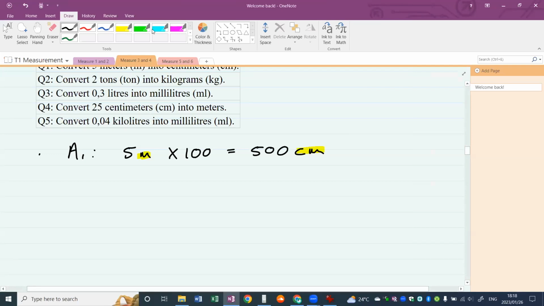Let's have a look at the second question over here. So we need to convert 2 tons into kilograms. Now, a ton is heavy. We're talking about the weight of a car now, an elephant. It's a very heavy thing, okay? So we need to work from tons down to kilograms.